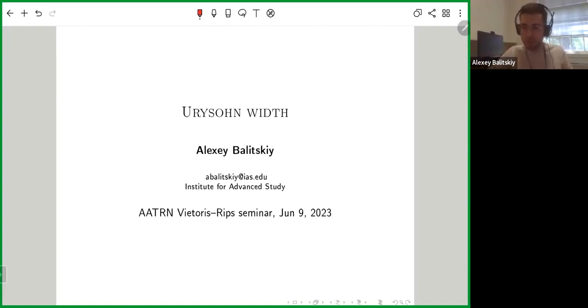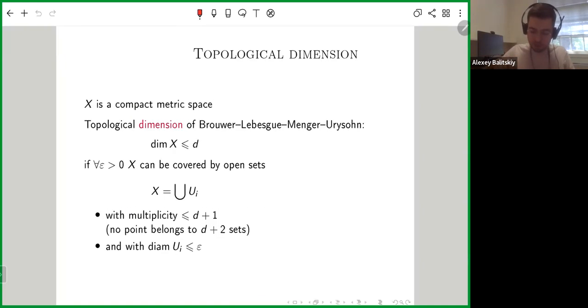Okay, let's go. I'm going to be talking about the Urysohn width, or sometimes just width. In order to define it and motivate the definition, I'm going to go back to the very beginning of the 20th century and remind people what the topological dimension is. Throughout my talk, X is going to be a compact metric space. In most applications, it will be a compact Riemannian manifold, but for now, it's just a compact metric space. And I would like to define the topological dimension of X.